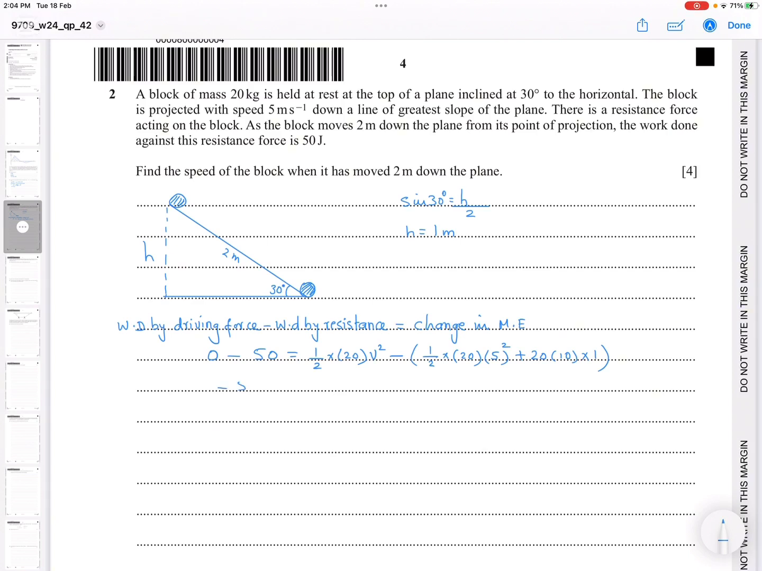So this is minus 50 equals 10v squared minus 250 plus 200. So from here v squared equals 40 and our v is the square root of 40, which is 6.32 meters per second.